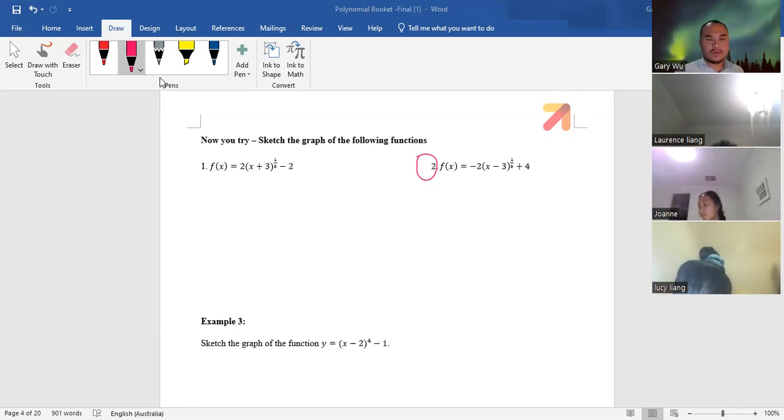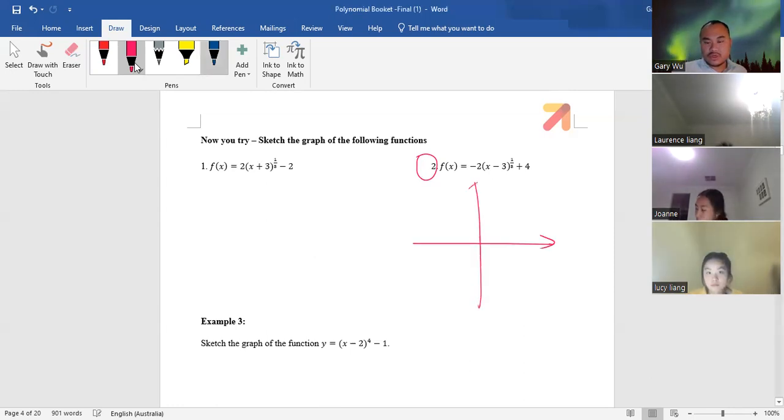All right, let's talk about it. If you haven't finished, that's okay, as long as you get the idea correct. So with this one, first of all, I'm going to translate the stationary point of inflection. That is 3 units to the right and 4 units up. So it will be something like this, (3, 4).